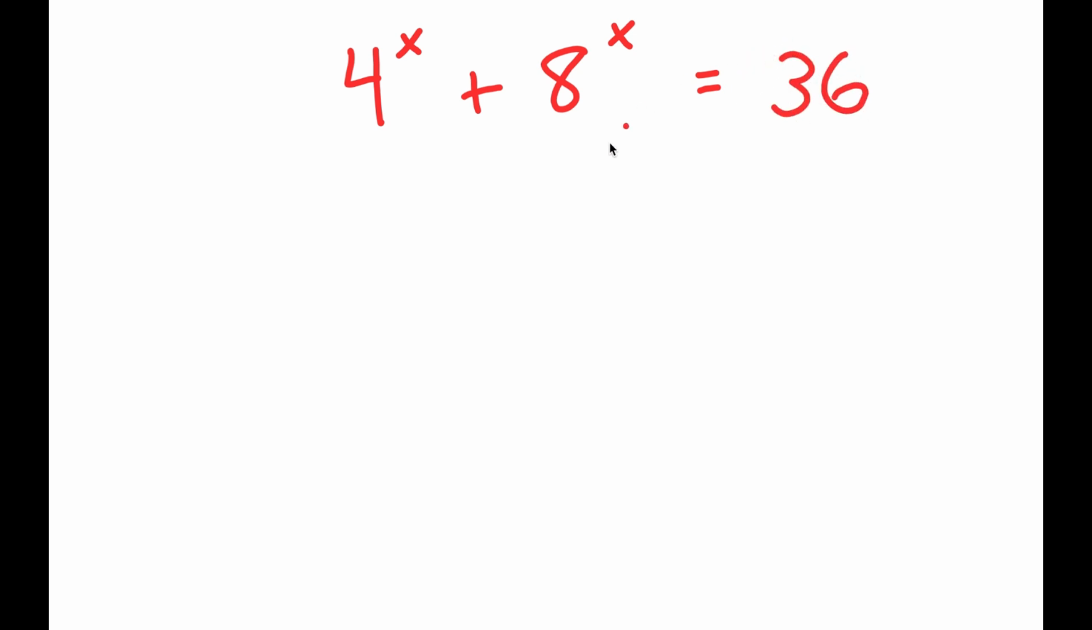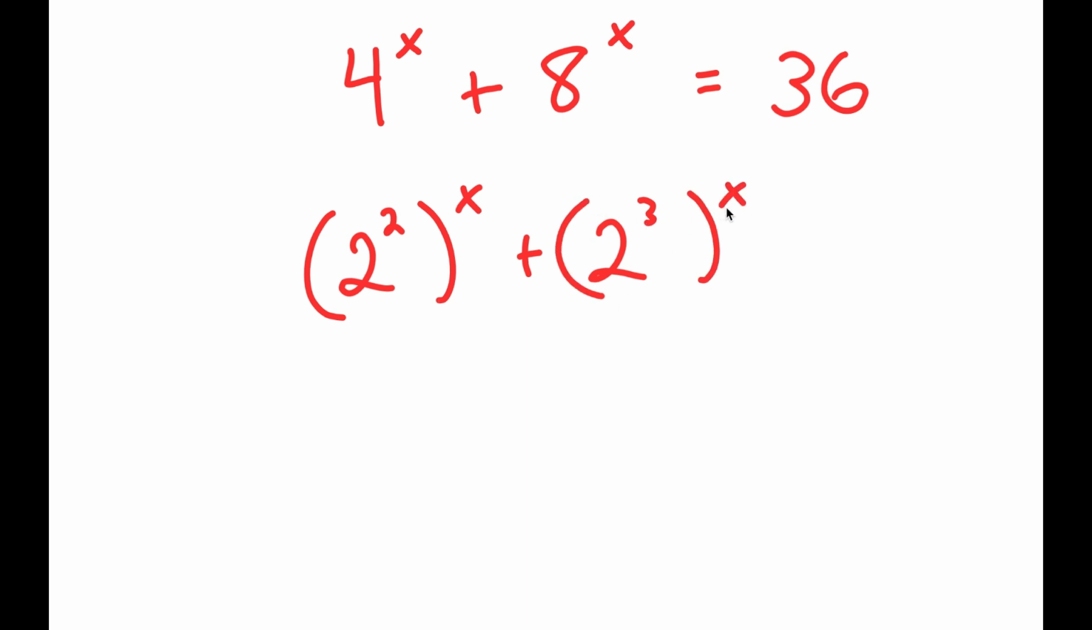Alright, so in this video, I'm going to solve the equation 4 to the power of x plus 8 to the power of x is equal to 36. To solve this, I'm going to first start by rewriting 4 as 2 squared. So I get 2 squared to the power of x plus 2 to the power of 3 to the power of x is equal to 36.